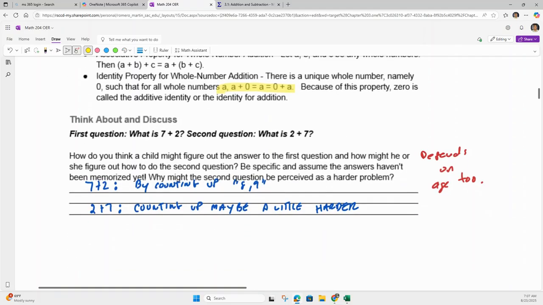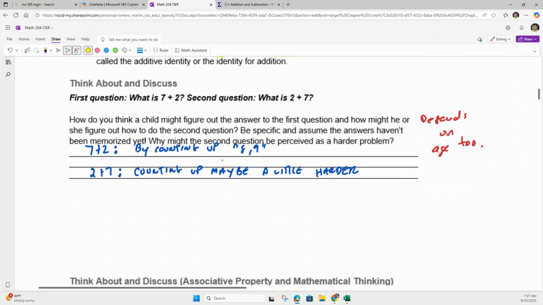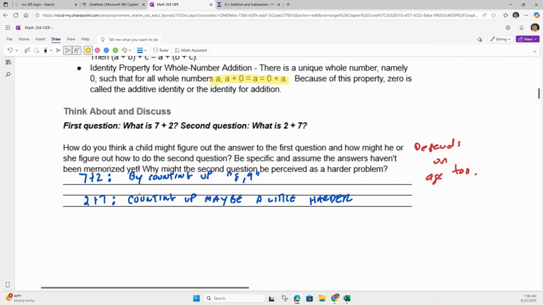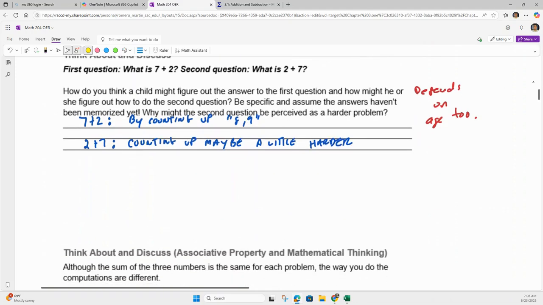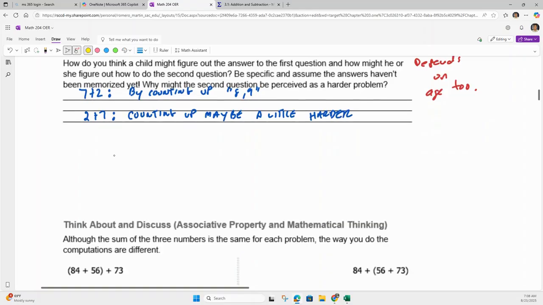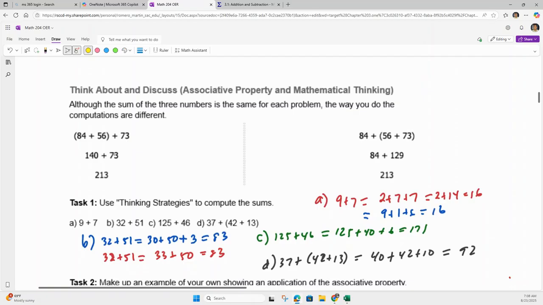Maybe think about, discuss, right? What is 7 plus 2? The second question, what is 2 plus 7, right? Think about, again, how a child would solve those problems. But notice, again, just think about the difficulty of those two problems. Not until they learn what? Once they learn the commutative property, they don't have to think about it. They solve one and realize the other one is the other solution. So again, something to think about as students learn, right? And it depends on their age when they discover that commutative property.